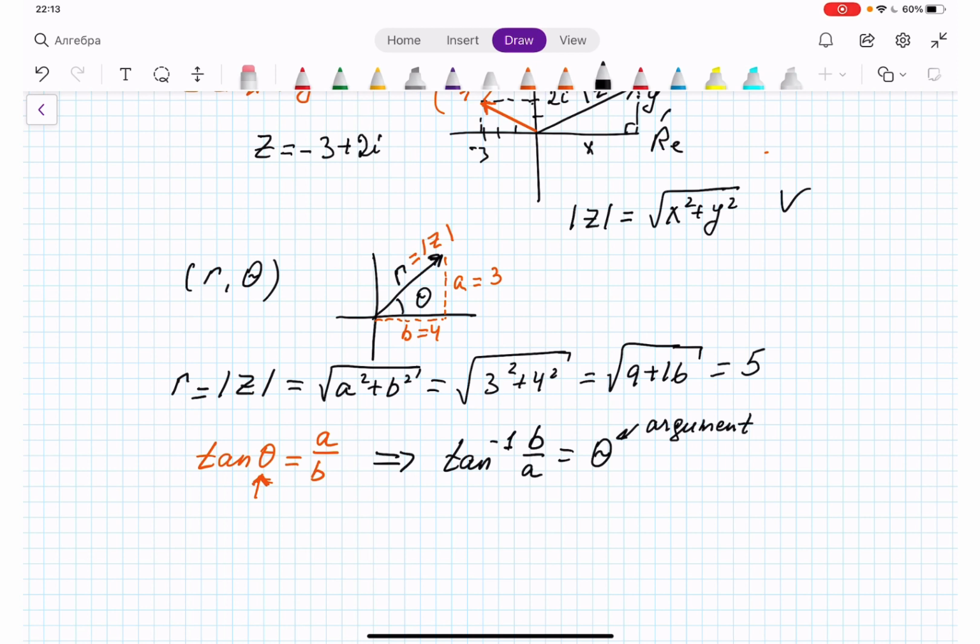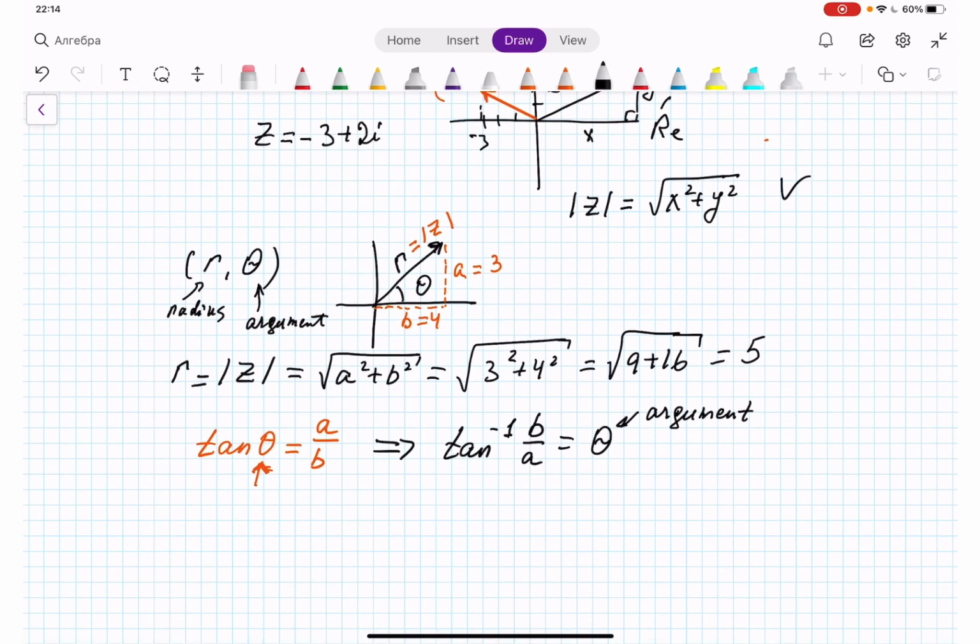So r is our radius and theta is the argument in the format of a complex number. So now let's see how we are going to convert.